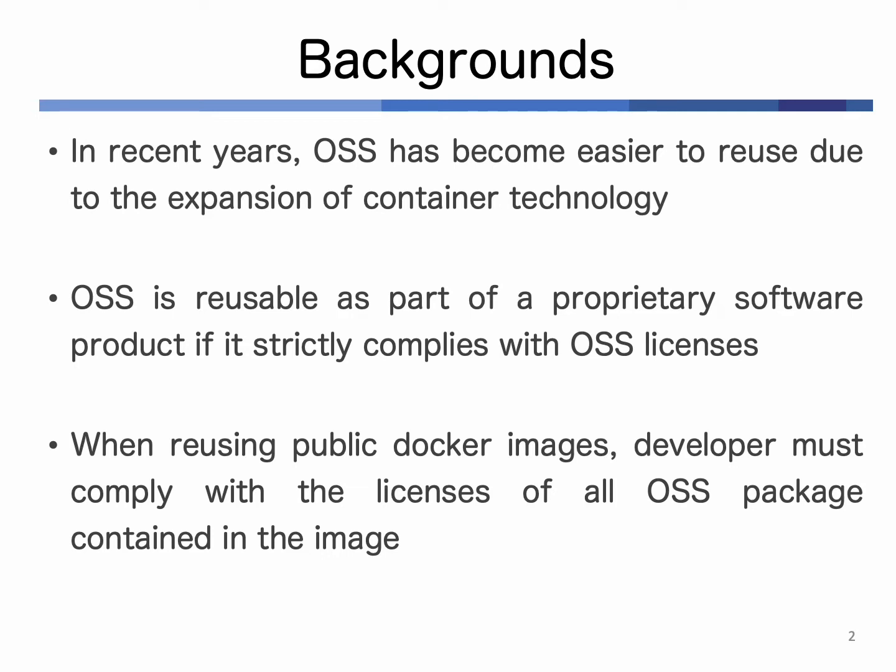In recent years, OSS has become easier to use due to the expansion of container technologies. OSS is reusable as a part of a proprietary software product if it strictly complies with OSS licenses. When reusing public Docker images, developers must comply with the licenses of all OSS packages contained in the image.